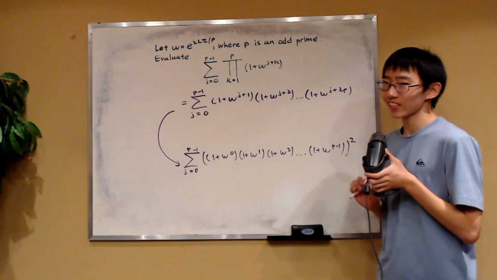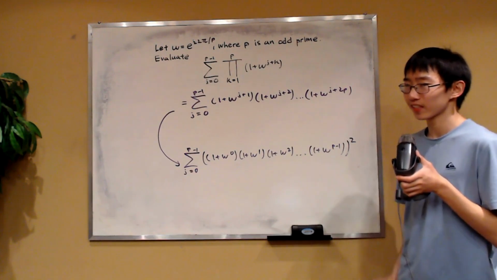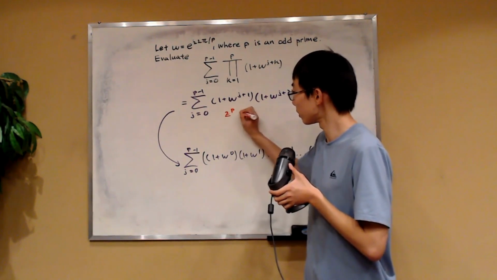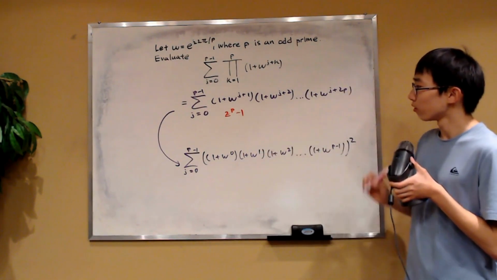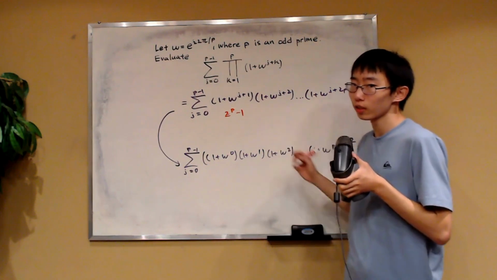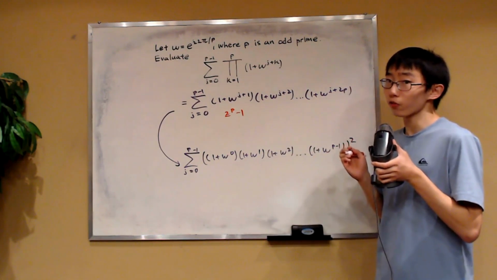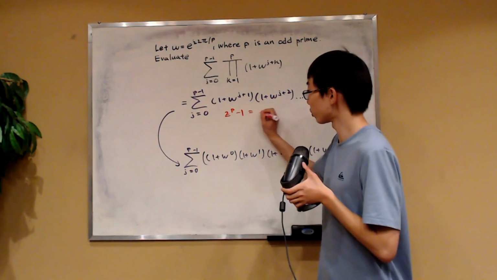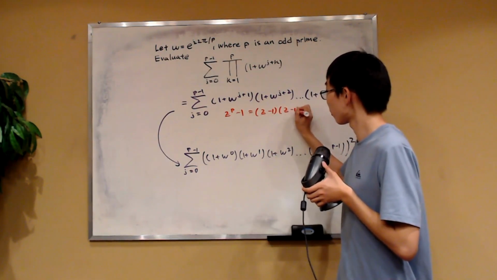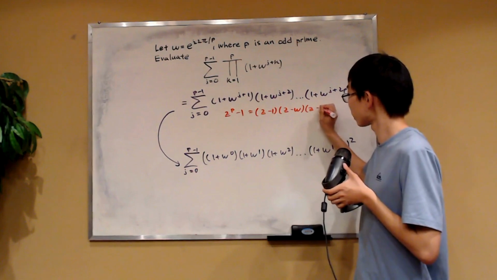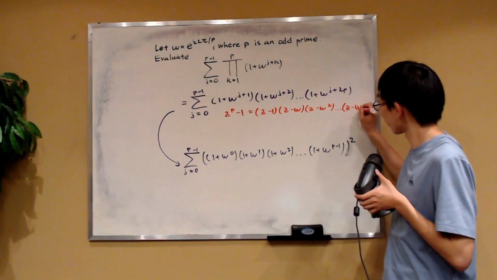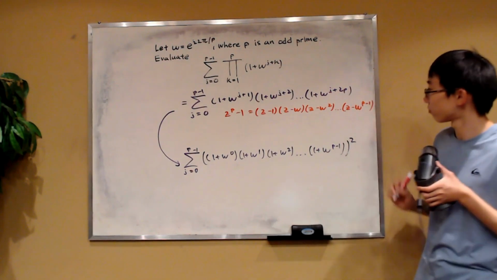Well, there's actually a very well-known technique for this. I want you to observe the polynomial z^p - 1. Now, notice that the roots of this polynomial are the pth roots of unity. So we can write it in factored form. So this will be equal to (z - 1)(z - ω)(z - ω^2), all the way to (z - ω^(p-1)).